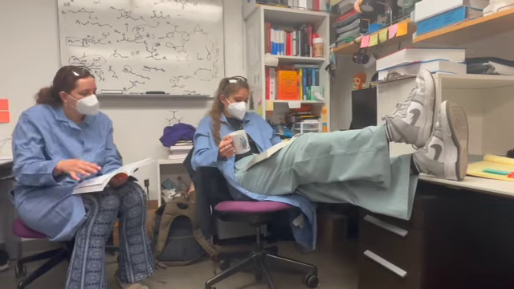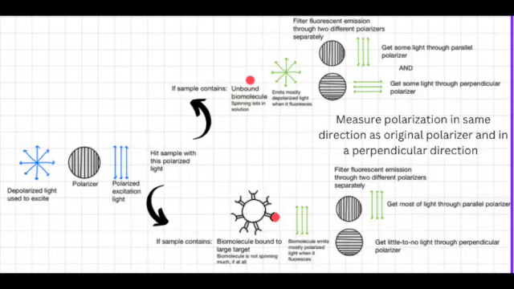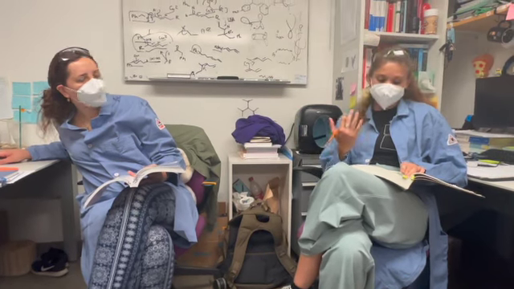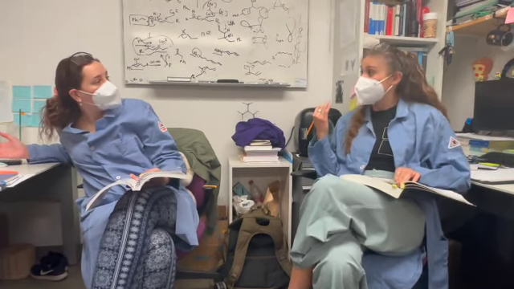Wow, that's genius. How can you tell if it's depolarized, though? If the light is depolarized, some light will pass through both the parallel and perpendicular polarizer. If the light is polarized, then most of the light will pass through the parallel polarizer and little to none will pass through the perpendicular polarizer. There are even equations to calculate the intensity of light after it passes through the polarizer.